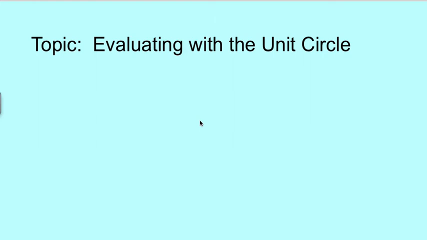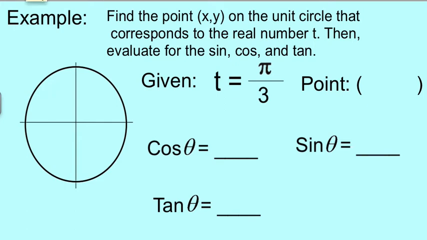We're going to evaluate some trig functions using the unit circle. So we give you an angle for theta, the central angle of pi over 3, and we want you to find that point on the unit circle and then evaluate it for sine, cosine, and tangent. So if here is 0 radians, split up into a third is about here. There's your pi over 3, your central angle.